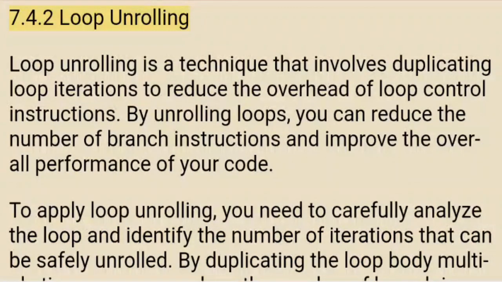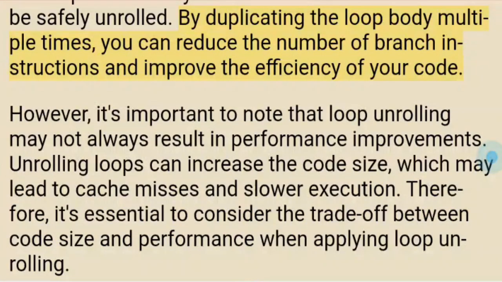7.4.2 Loop Unrolling. Loop unrolling is a technique that involves duplicating loop iterations to reduce the overhead of loop control instructions. By unrolling loops, you can reduce the number of branch instructions and improve the overall performance of your code. To apply loop unrolling, you need to carefully analyze the loop and identify the number of iterations that can be safely unrolled.